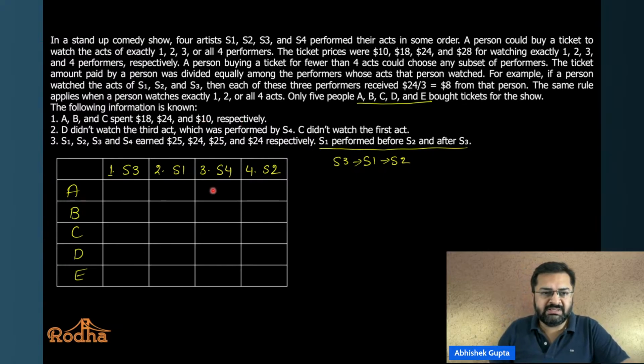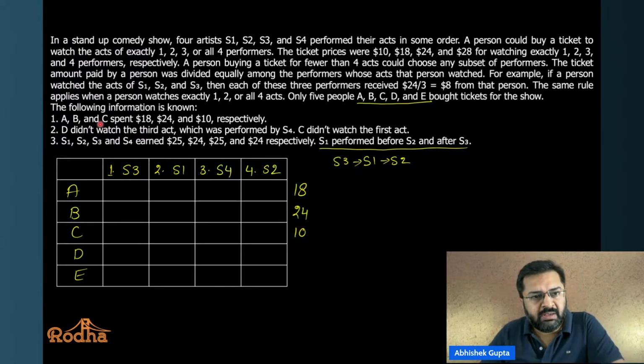ABC. So can we write this here? A would spend here, here, here, somewhere, whichever acts A saw, fine. But this total would be 18. So can I write this 18 here? So this becomes 18. Likewise, B is 24. So this becomes 24. And this becomes 10. Can you understand this? I picked from here. ABC spent 18, 24, and $10 respectively. So A spent 18, B spent 24, C spent 10. Fine. We still don't know about D and E, so we'll leave them like that.